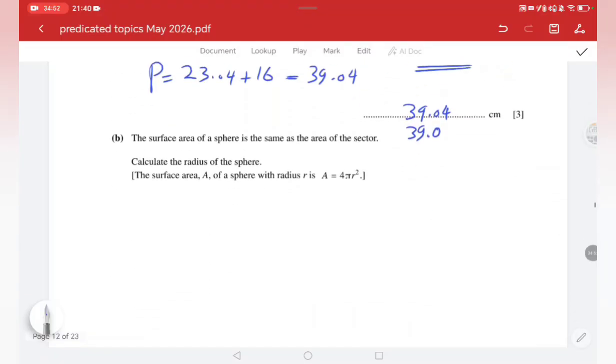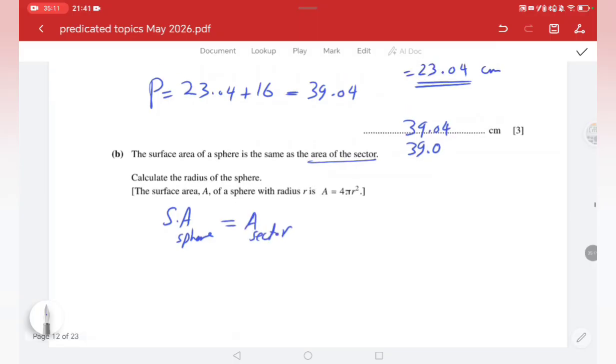Now we need to find the surface area of a sphere. Oh, here they said surface area of a sphere. Surface area of a sphere is the same as the area of the sector. What is the area of the sector? Area of sector is pi r squared times theta over 360. So what is the area of a sphere? You have to go to the formula sheet. It should be 4 pi r squared.